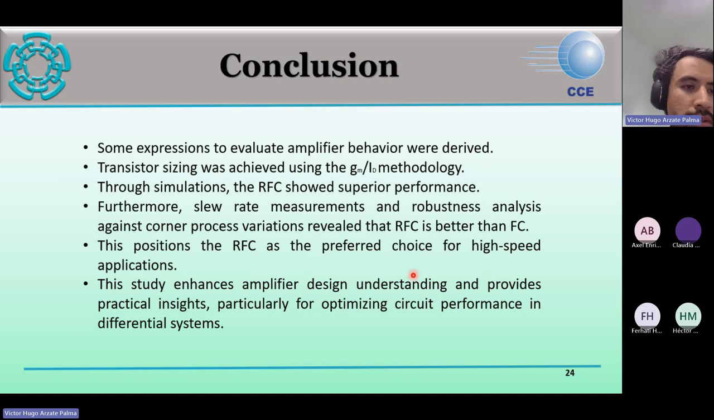So as conclusions, some expressions to evaluate amplifier behavior were obtained. The transistor sizing was achieved using the gm over ID methodology. Through simulations, the RFC, or the recycled folded cascode, showed superior performance. The slew rate measurements and robustness analysis against corner process variations reveal that the recycling folded cascode is better than the folded cascode. And this positions the recycled folded cascode as the preferred choice for high-speed applications. So this study enhances amplifier design understanding and provides practical insights, particularly for optimizing circuit performance in differential systems.